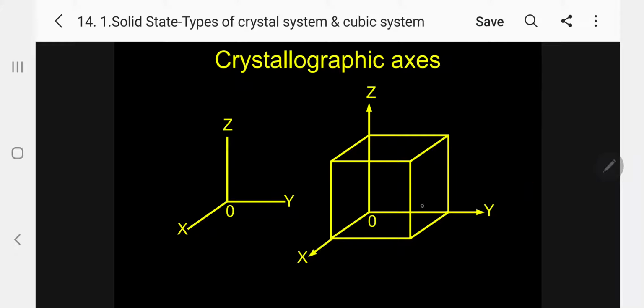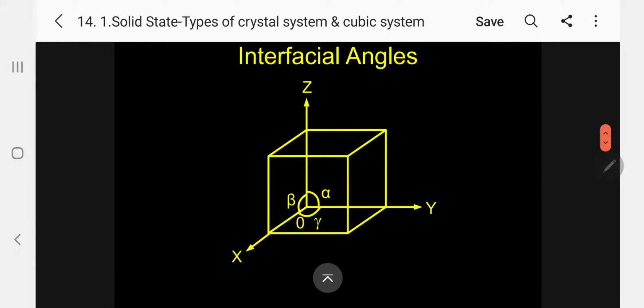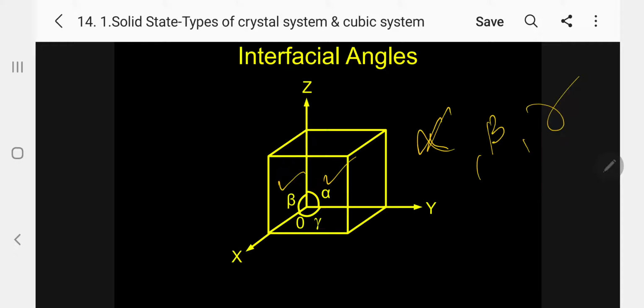Please follow. Then interfacial angle. What is interfacial angle? We know already OX, OY, OZ are the crystallographic axes. Opposite to OX there is alpha. That is the interfacial angle. Opposite to OY, beta. Opposite to OZ, gamma. So alpha, beta and gamma are interfacial angles. They may be equal and may not be equal. First understand these interfacial angles.